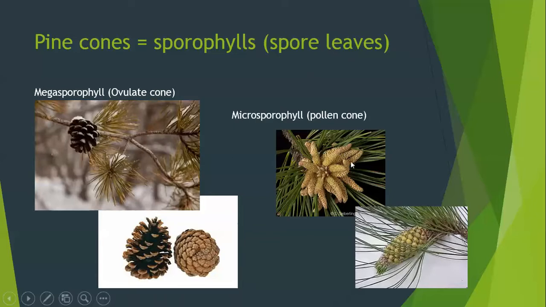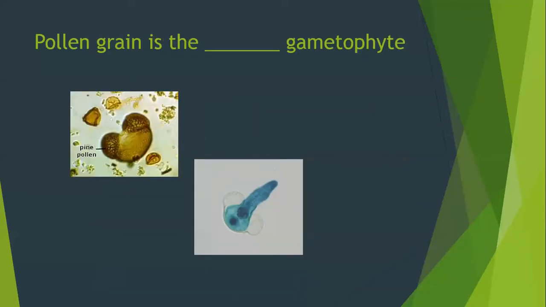And here are the pollen cones. They are smaller and softer. You might think of them as fleshier, and they produce pollen. And again, each little lobe here is the microsporophyll. So as we go on, the pollen cone produces pollen, and hopefully you remember the pollen grain is the male gametophyte.